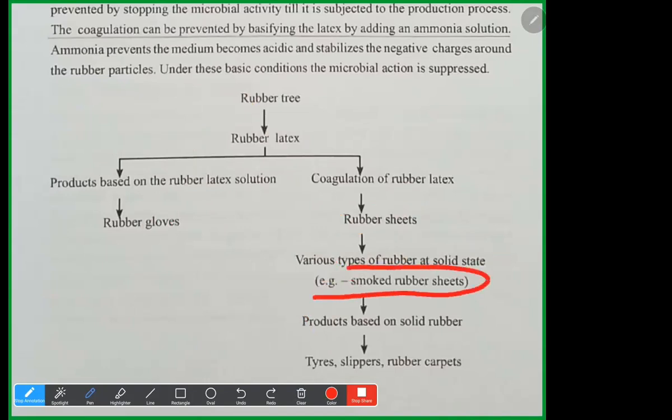Let's say smoke rubber sheets, they have these factories. A smoke area is there, so we are just hanging these rubber sheets and letting the smoke pass to give this smoke rubber.